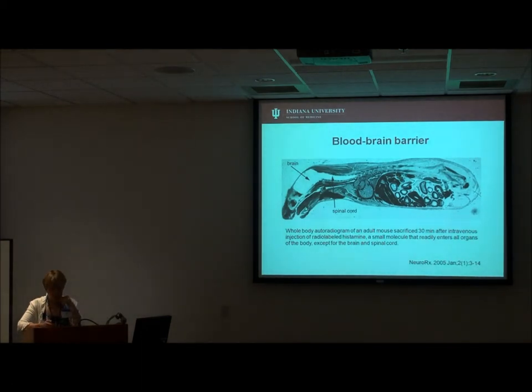Now, here's the blood-brain barrier, and I just thought this was a great picture. So essentially, what they did is they injected a radiolabeled histamine into this mouse, I assume. And what you can see is that you see the darkness everywhere. It's lining the GI tract. There's absolutely nothing in the brain and the spinal cord. I mean, this is like the great poster child to show you what the blood-brain barrier is.